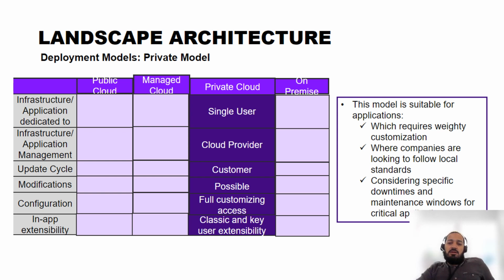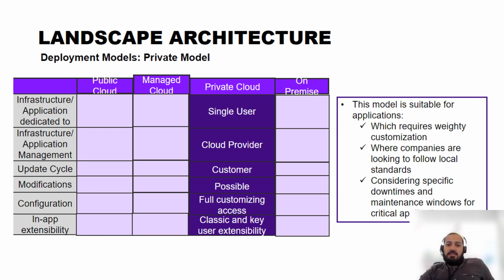So there can be government rules where they want to have the cloud. The data of the customer is critical. The users are critical and cannot be stored outside the country. So then, to follow the local guidance, cloud can be used, considering specific downtimes and maintenance windows for critical apps. For those apps, they want a separate private environment.